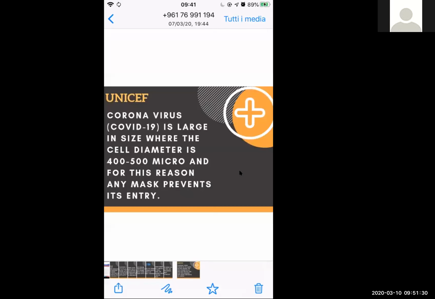And also saying any mask prevents the entry. It seems like fake news, because every other official resource would say, please don't wear masks unless you're coughing. And plus, I don't know what is 400 to 500 micro. Plus there's a typo. It's not micro, it's micron. That's the unit. It's wrong. As you say, it's fake news. Right. So the question is then, why did these messages appear?